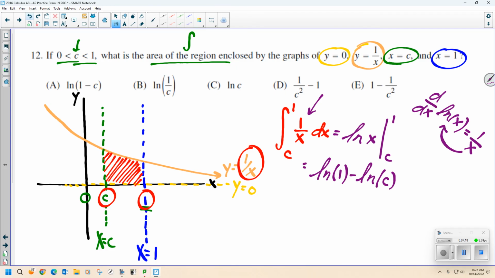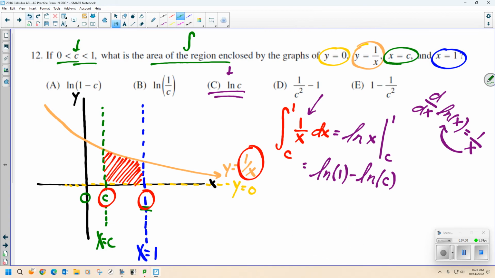Resist the urge, not because you're wrong, but because of the way our multiple choice answers are presented. The ln of 1 does equal 0. So you want to say the negation of ln of c should be the answer. Okay? I don't see that. I see positive ln of c. So some of my students will say, oh, maybe I made a mistake. Maybe it shouldn't be negative. Maybe it should be positive. No, no, no.